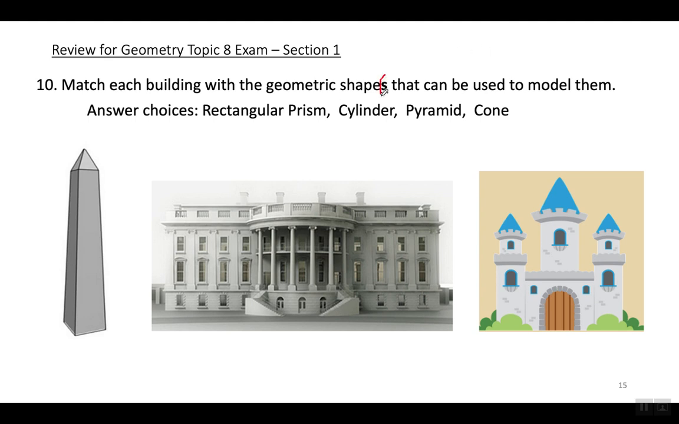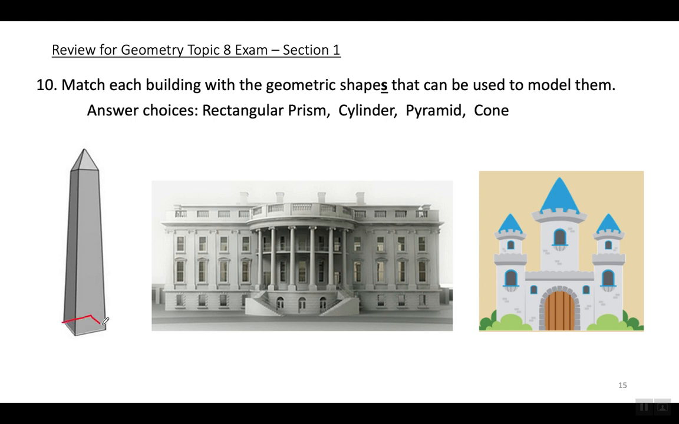Geometric shapes. These are the answer choices right here. You can only choose from these answer choices. Let's look at our first picture. This is a composite figure made up of two shapes. Look at the top. First of all, we can't tell if the base is a triangle. It could be a triangle. However, if you look at the answer choices, and it's like this on the test, there's no triangular prism. So that eliminates that possibility because it's not one of the answer choices.